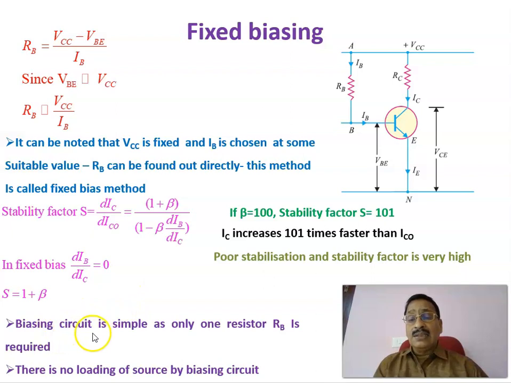But the biasing circuit is very simple, as only one resistance RB is required, and also there is no loading of the source by the biasing circuit. These are some advantages, but the main disadvantage is that the stability factor is very large, and that is why the stabilization is very poor.